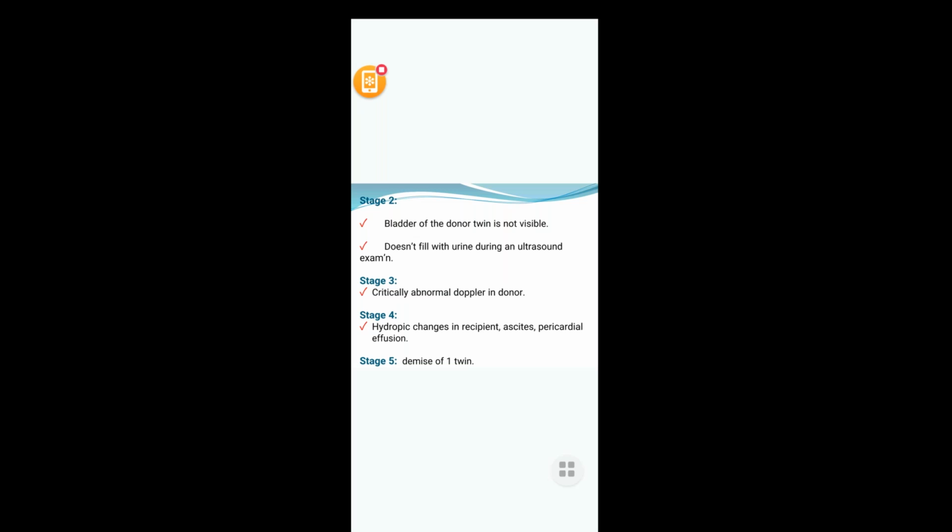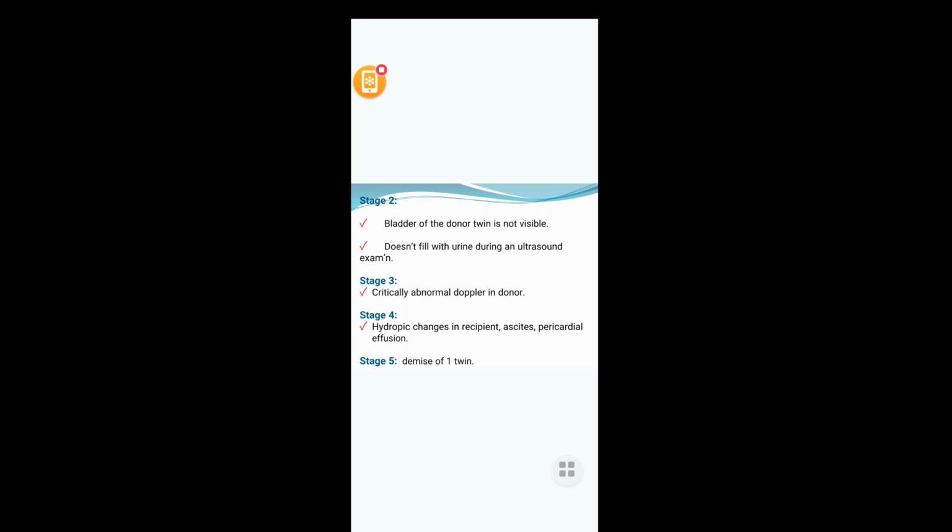Coming to stage 3, abnormal Doppler in the donor is seen. When the stages are increasing, in the donor twin the weight will be less, the bladder will not be seen, and there will be Doppler abnormality.